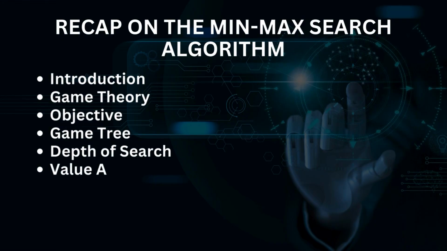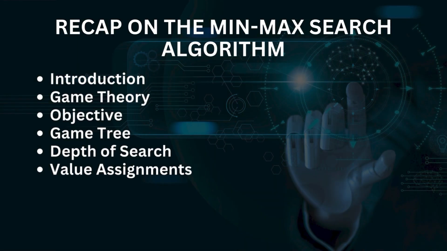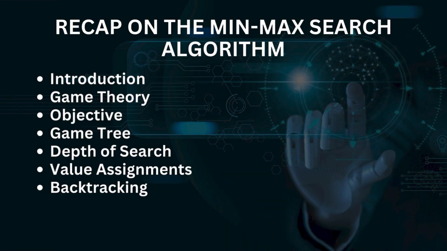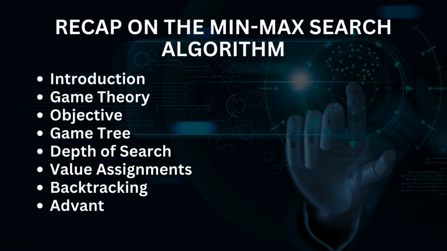It explained how the algorithm assigns values to each node, representing the desirability of that position for the maximizing player. Higher values are better for the maximizing player, and lower values are better for the minimizing player. The lecture also touched upon how the min-max algorithm backtracks through the game tree to select the best path considering the calculated values.